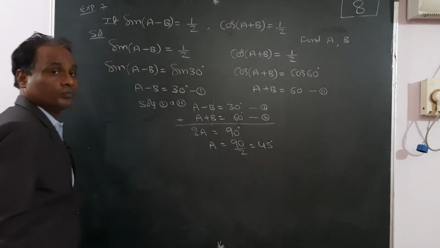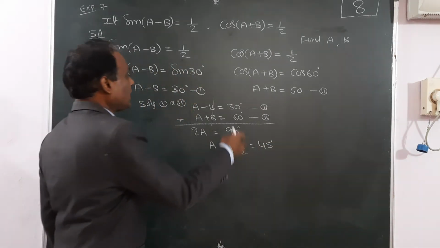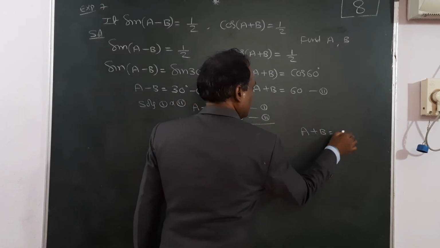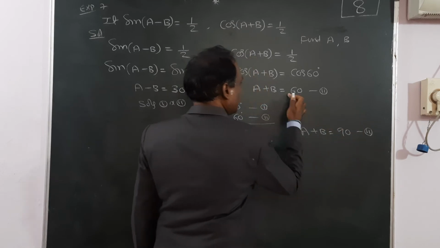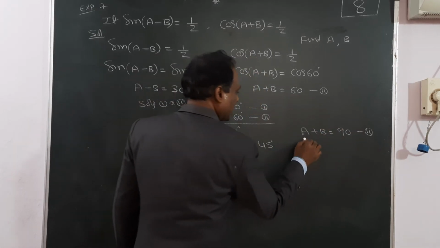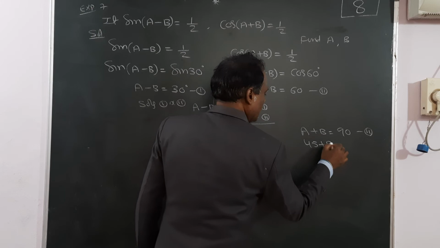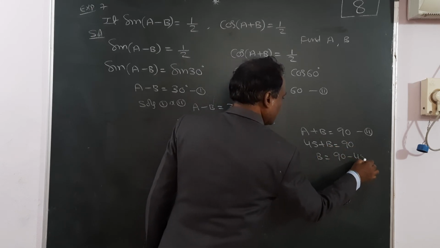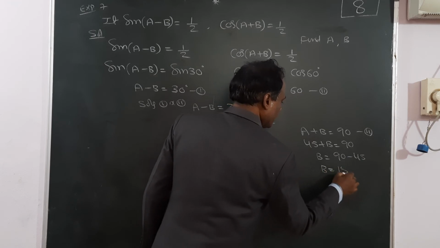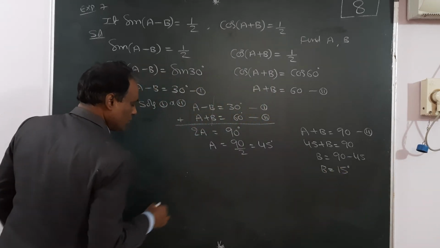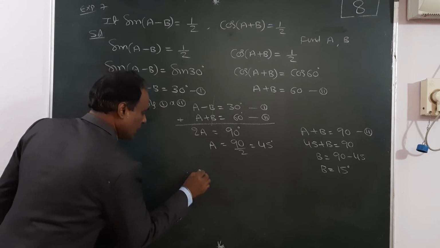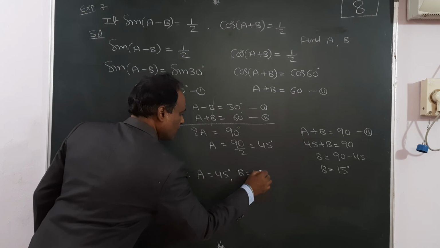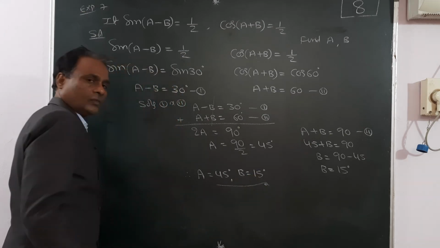We got a value. Next we have to find B also. Take any one equation, first or second. I am taking the second equation. A plus B is equal to 60 is the second equation I wrote. A value I got as 45, so 45 plus B is equal to 60. B is equal to 60 minus 45. B is equal to 15 degrees. So hence the solution of this problem is A value is 45 degrees, B value is 15 degrees. Write down.